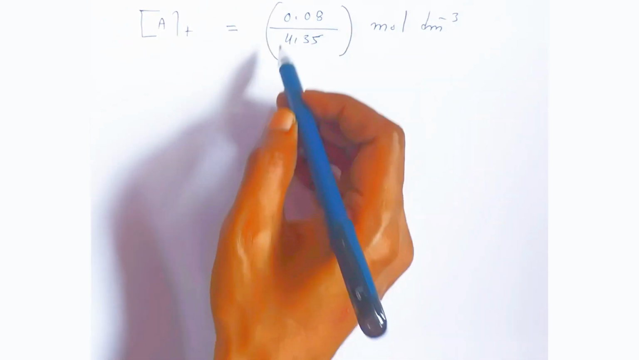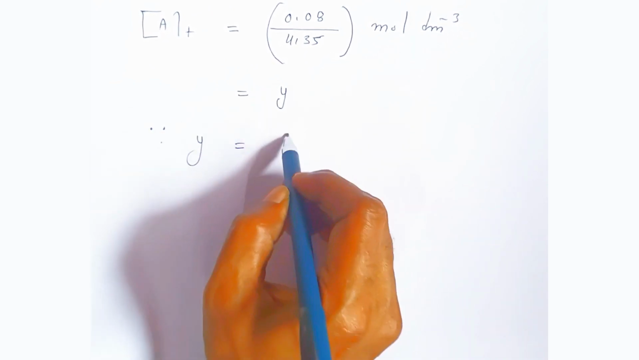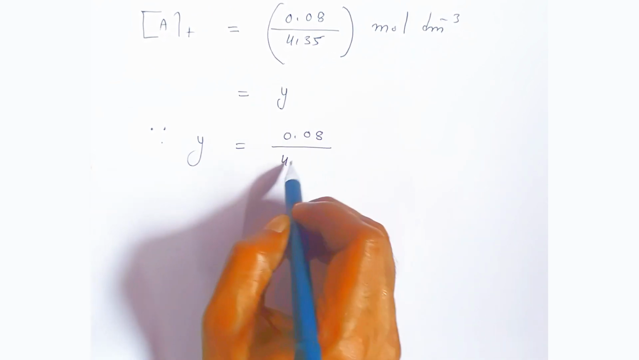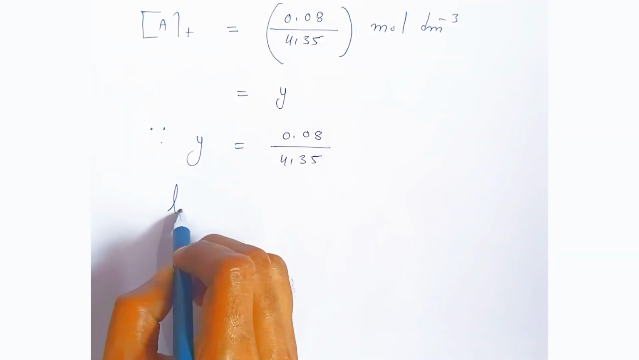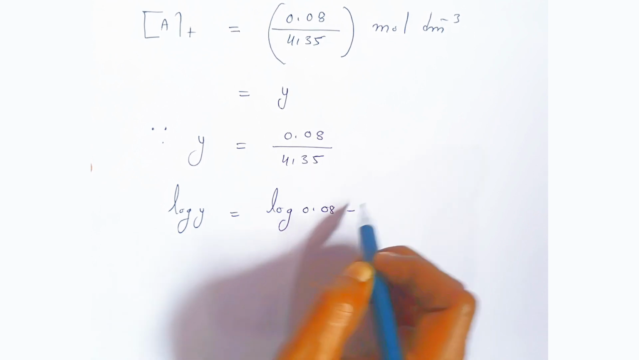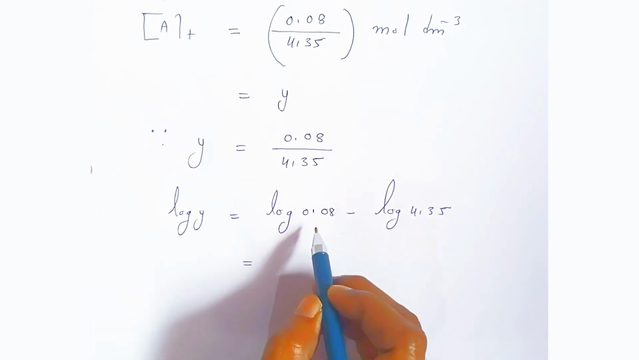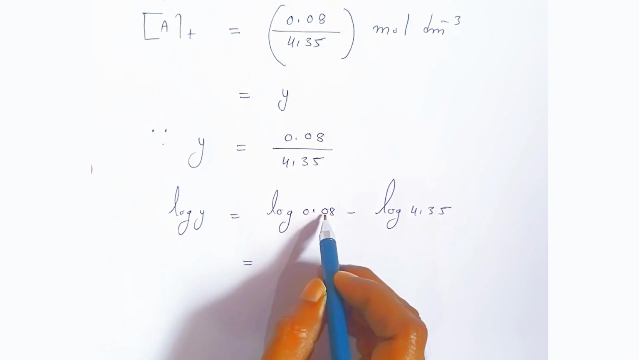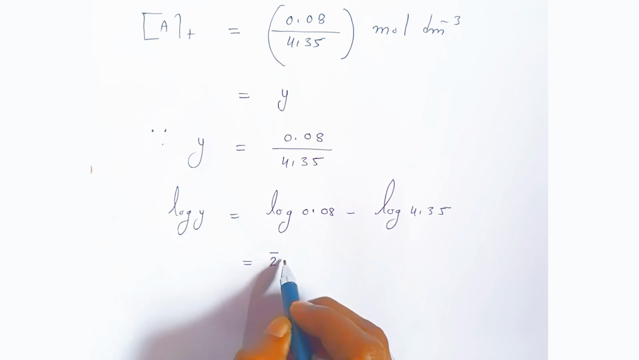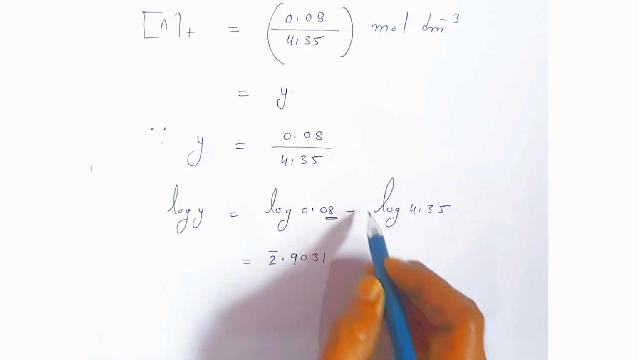Now you have to consider this again as y. So since y is equal to 0.08 upon 4.35, again you have to take the log of y. Here also you have to take log of 0.08 minus log of 4.35. When you see 0 before the decimal, you have 0, so minus 1 will be minus 2. Now in the 80 row, in the 0 column, you will find 9031. Minus will be as it is.